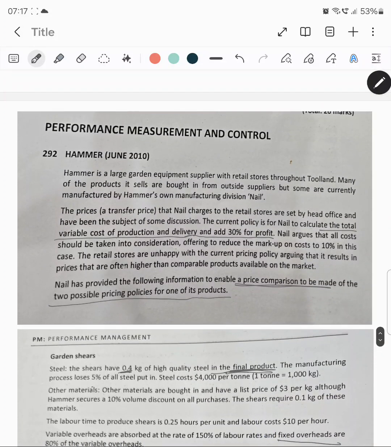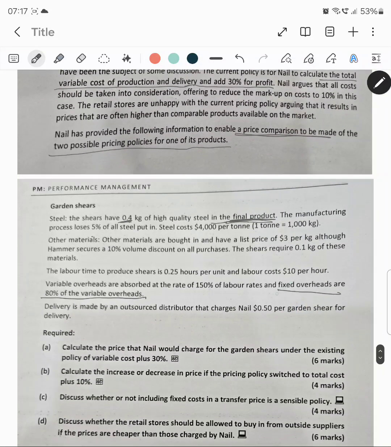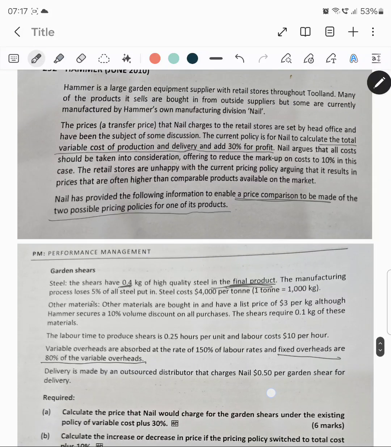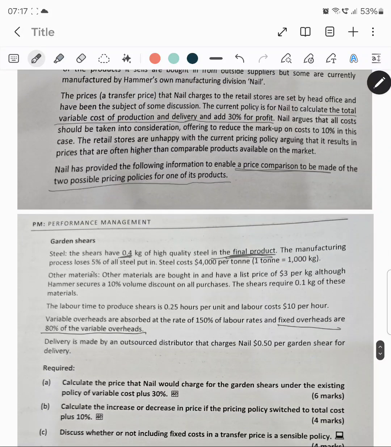How do we calculate the transfer price? We only have to include the variable cost of production. So I believe the fixed overheads will not be included, but whatever the fixed overheads are, 80%, okay, fixed costs are included, I'm sorry for that. How will you calculate? You will calculate the variable cost, and 80% of the variable cost will be fixed overheads. Delivery is made by an outsourced distributor that charges Nail 0.5. So there are sales and distribution costs, but these are in the case of external transfers, right?